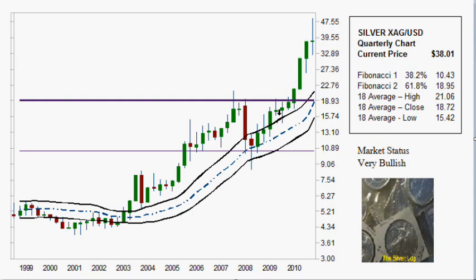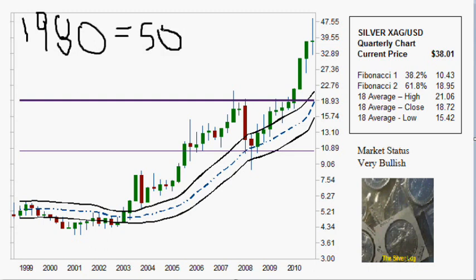I want to get the yearly chart in here. I need to get some more data. But like I stated, when you were at $50 per ounce back in 1980, and today you're at 38, that means you are down about 25% from that peak. That just doesn't make sense.